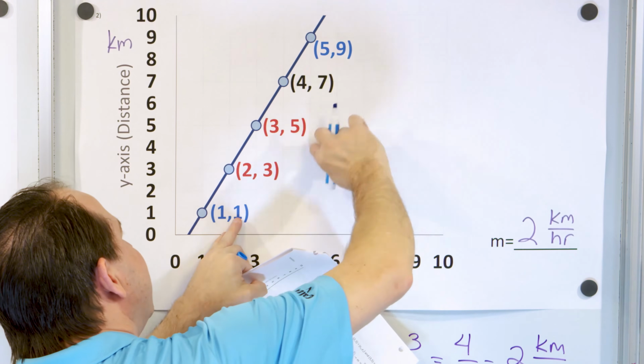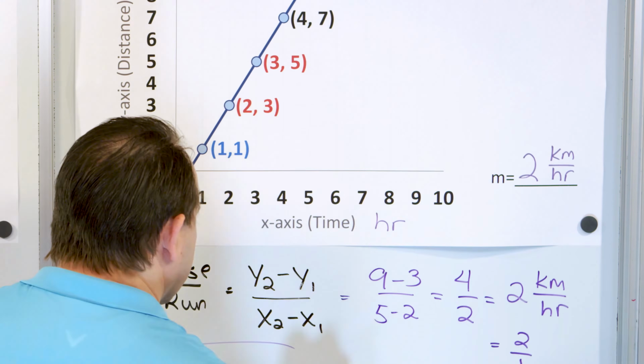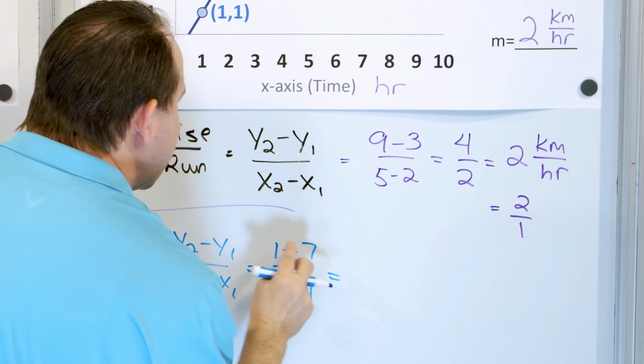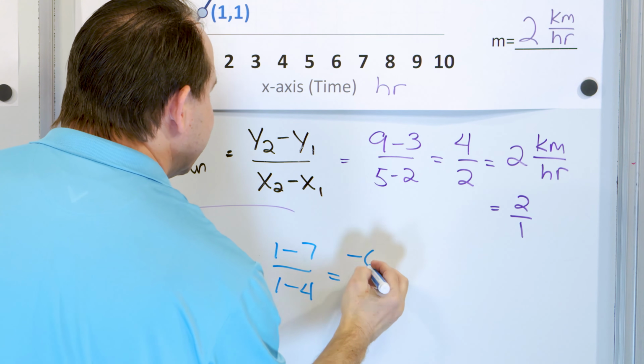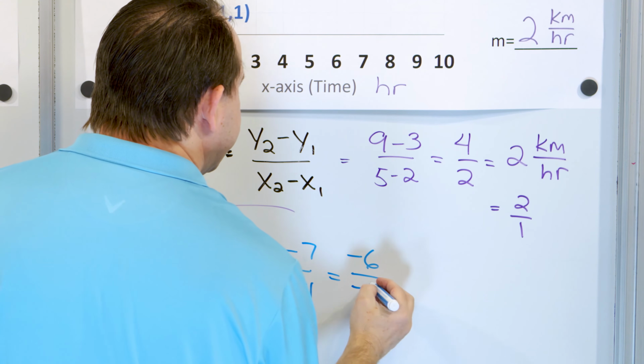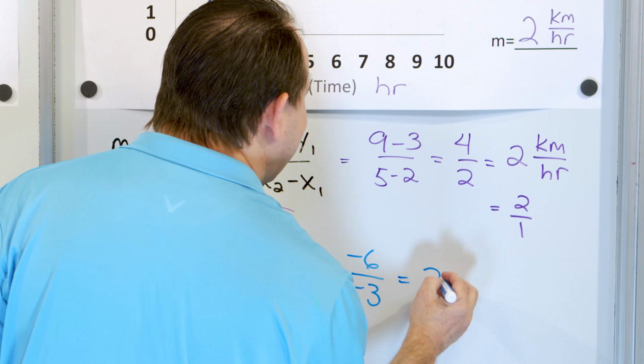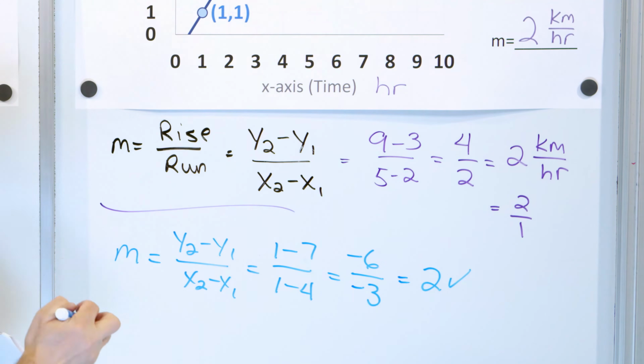And if we're subtracting this direction, then for the x-coordinate, we must subtract the same direction, 1 minus 4. Now, 1 minus 7 is actually negative 6, and 1 minus 4 is negative 3. Now, negative divided by negative is positive, 6 divided by 3 is 2, and so the answer is 2. It's exactly the same slope that we got before.